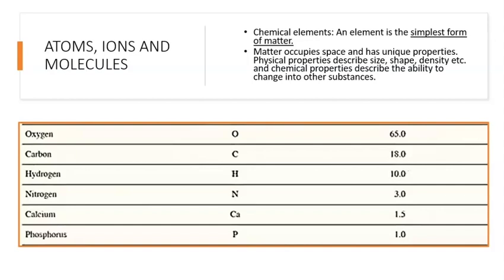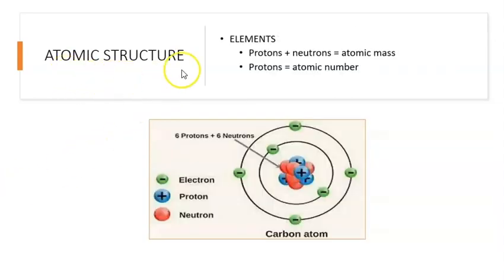So if we scroll down, we can see the atomic structure of the elements, and we can see that all the elements are going to have protons, neutrons, and electrons. Right here, you can see the nucleus with protons and neutrons, and flying around in energy levels, or shells, you can see right here, are going to be the electrons. The number of protons and neutrons in the nucleus is going to be the atomic mass. The number of protons only is going to be the atomic number.